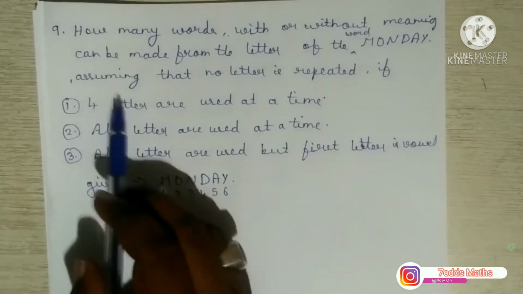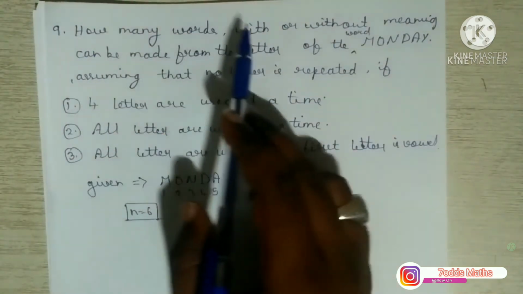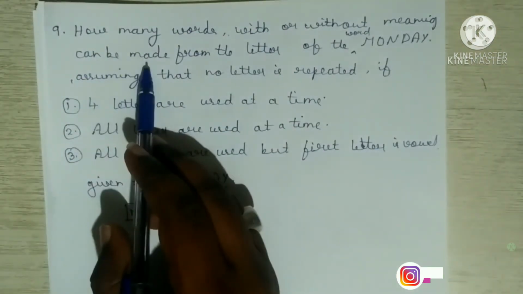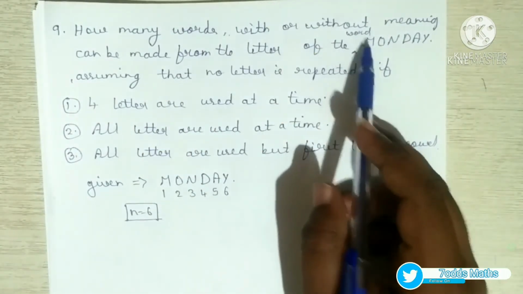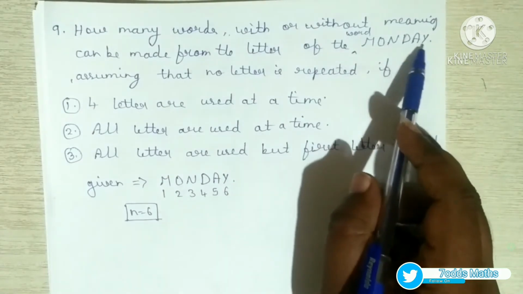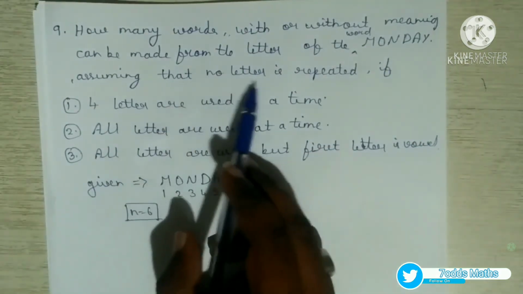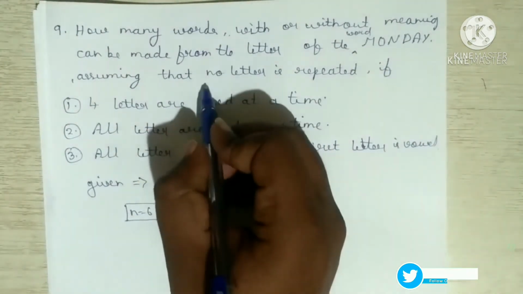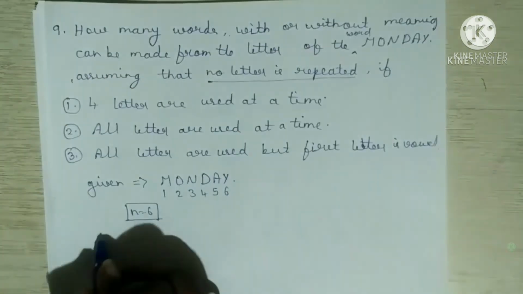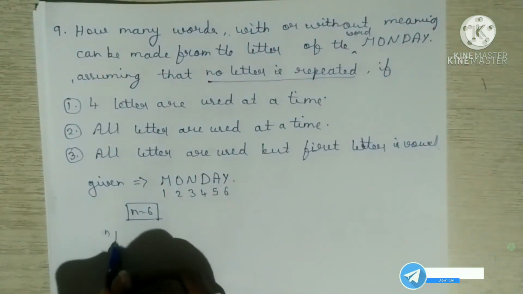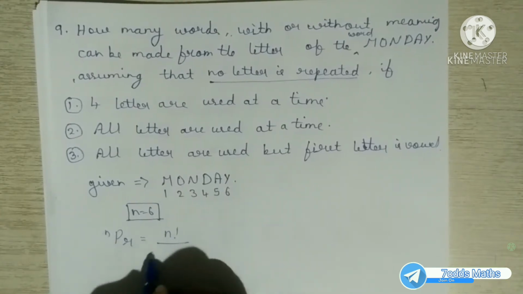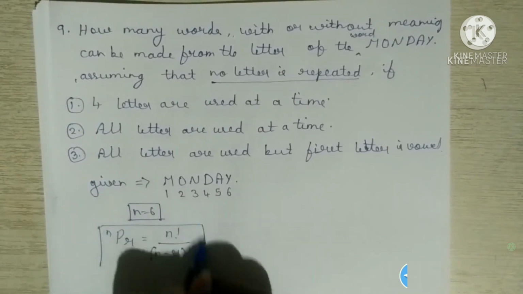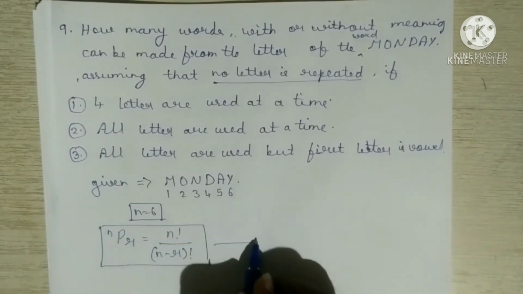Ninth question. How many words with or without meaning can be made or formed from the letters of the word Monday, assuming that no letter is repeated? Assuming that no letter is repeated means you have to use the permutation formula. nPr is equal to n factorial by n minus r factorial. Let this permutation formula be equation number 1.